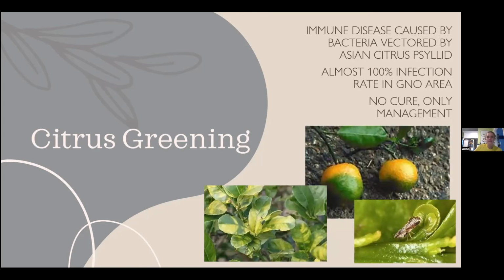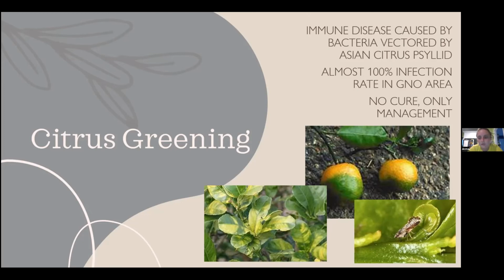Citrus greening is my number 2 favorite one. It's a disease caused by bacteria that's vectored by a psyllid insect. And I've got a picture of the insect there at the bottom. If you were in my talk a few weeks ago, you learned to recognize this guy. It's got a bacteria in its gut, and when it feeds on that citrus tree, it's putting the bacteria into the vascular tissue of the citrus tree. And it's basically like AIDS. It's an autoimmune disease in these trees. There's no cure. There's only management.